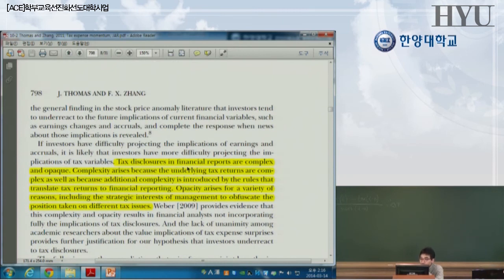Tax disclosures in financial reports are complex and opaque. That's what I told you. Complexity arises because the underlying tax returns are complex, as well as because additional complexity is introduced by the rules that translate tax returns to financial reports. It basically means that tax accounting is hard. And opacity arises for a variety of reasons, including the strategic interest of management to obfuscate the positions taken on different tax issues. Deliberately, management manipulate tax expense, so it is opaque. So it is understandable that this is hard information, not easily understandable, and therefore the market underreacts.